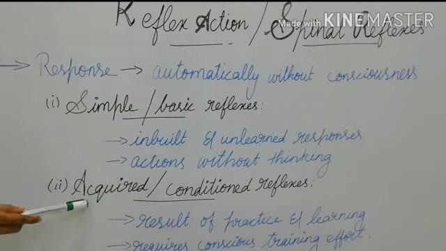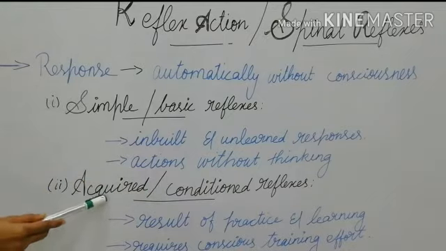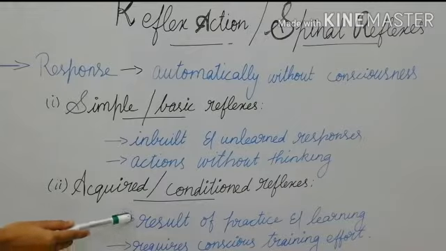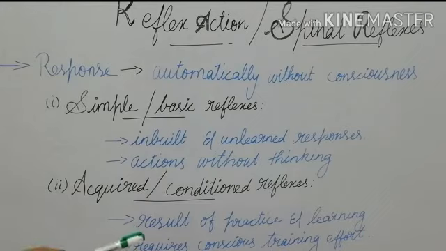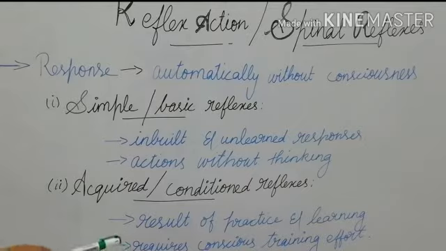And the next is the acquired or conditioned reflexes. Here, these reflexes happen because of continuous practice and learning. For example, on the keyboard or the harmonium, we strike the particular key by seeing the musical notes. This occurs because of continuous training effort, that is acquired or conditioned reflexes. These are the types of reflex action.